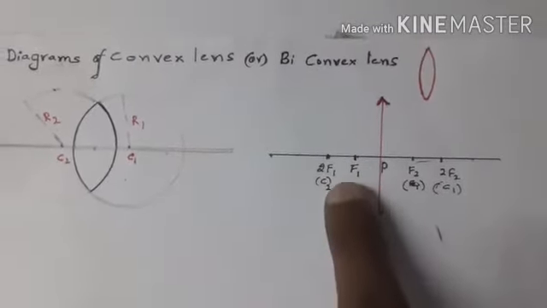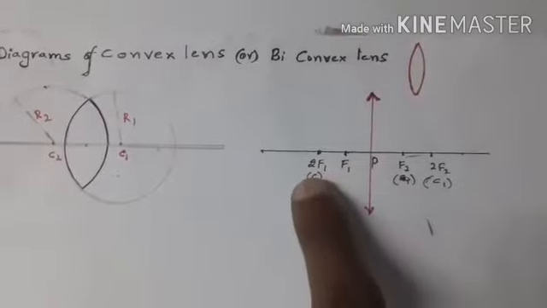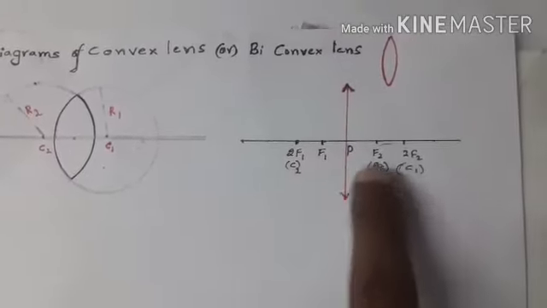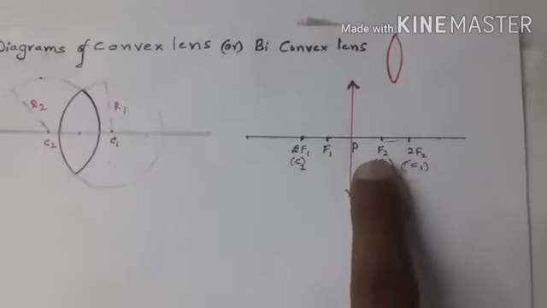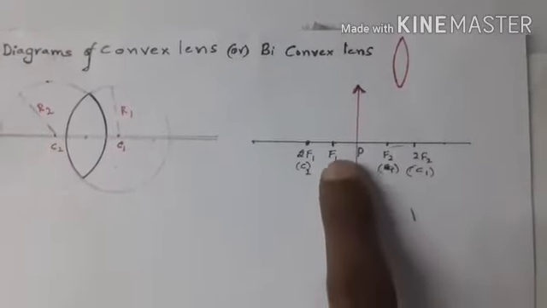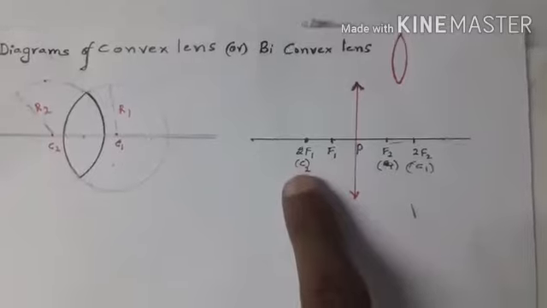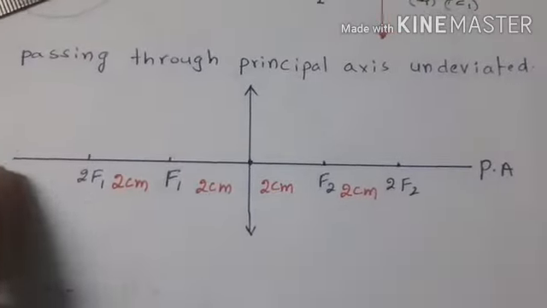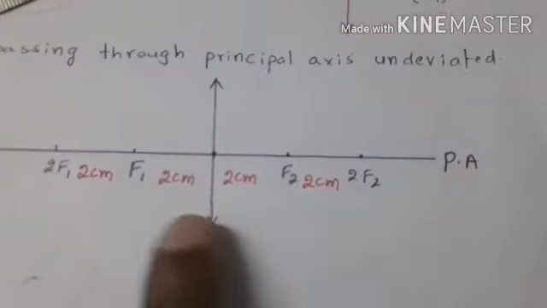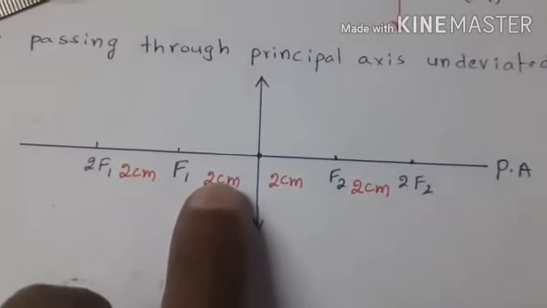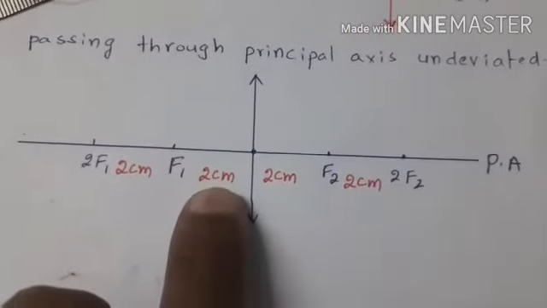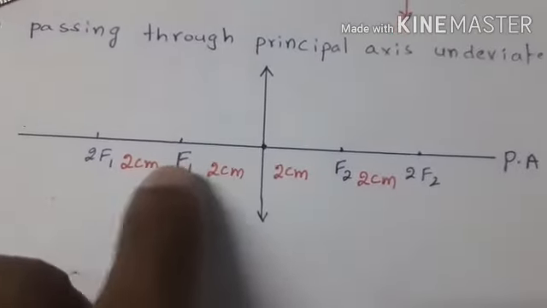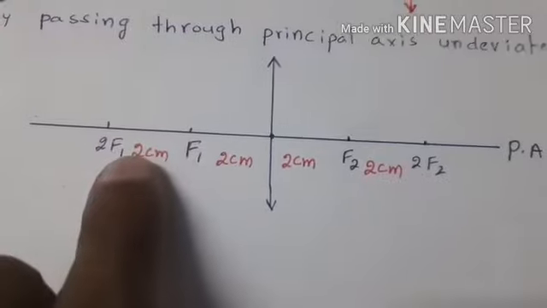So half of the distance between pole and center is the focus. We already learned this in our 9th class. In the same way you can get the focus. Generally we write that double the focus is the center of curvature. This is a convex lens and this is the principal axis. So you have to take a distance like 2 centimeter or 3 centimeter or 4 centimeter, but it must be equal. So that is the focal length and this is double the focal length.